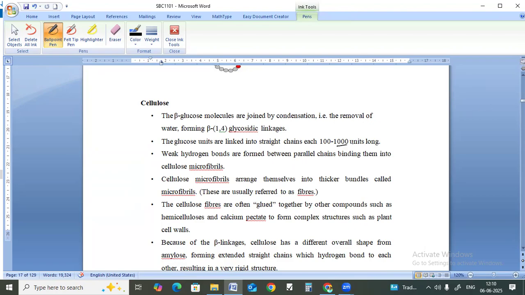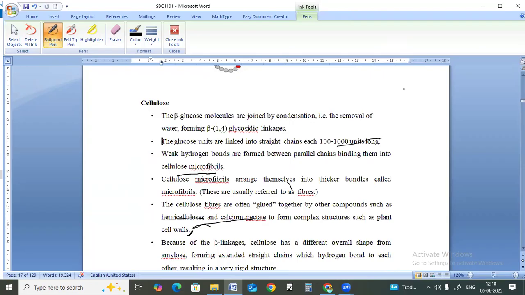And these beta 1,4 glycosidic linkages link with each other, forming structures 100 to 1000 units long. The hydrogen bonds are also formed between them, resulting in the formation of microfibrils, and these microfibrils form the compounds hemicelluloses, and these hemicelluloses and calcium result in the formation of the cell wall.